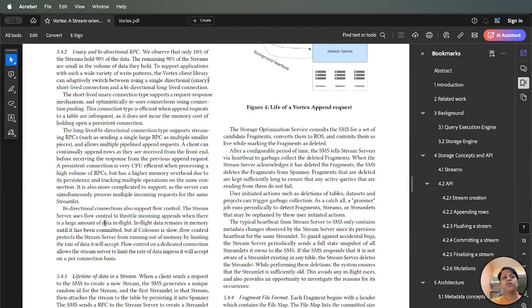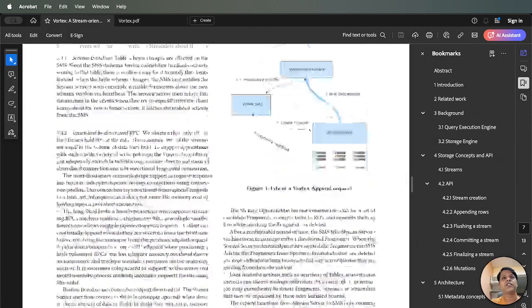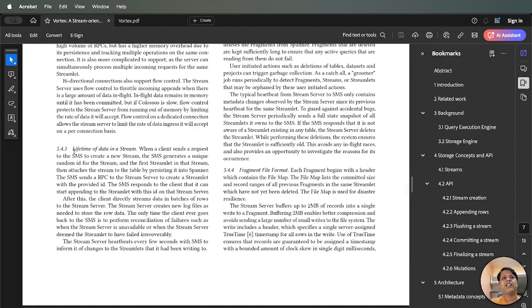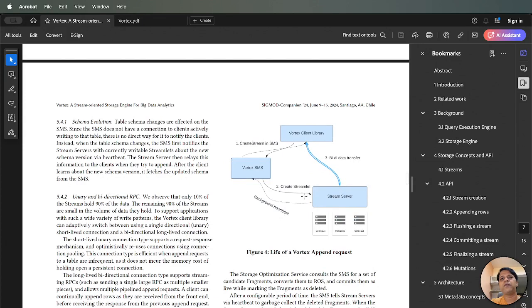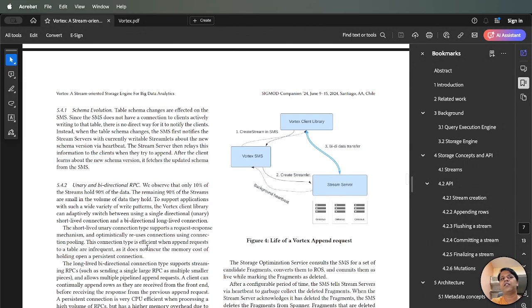You can read through more, but overall this is the lifetime of data, with all of the heartbeats to make sure the stream server is there and doing the work. The Vortex SMS is coordinating to make sure it is there.